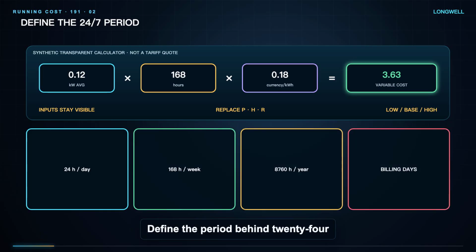Define the period behind 24/7. One day is 24 hours, one 7-day week is 168 hours, and a 365-day year is 8,760 hours. Monthly hours depend on billing cycle days, and outages, schedules, leap years, and actual controls change the total.